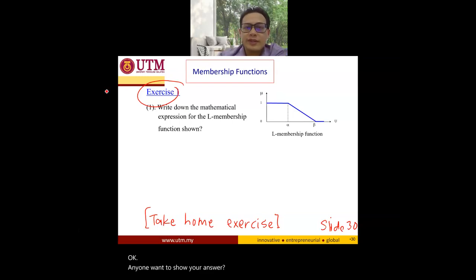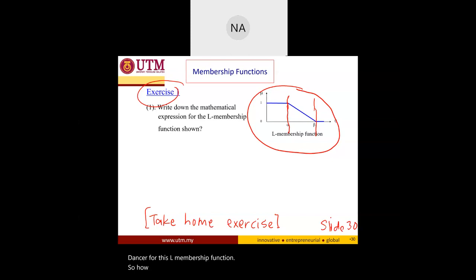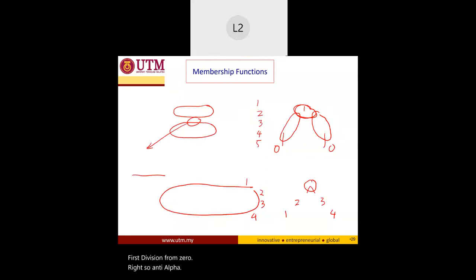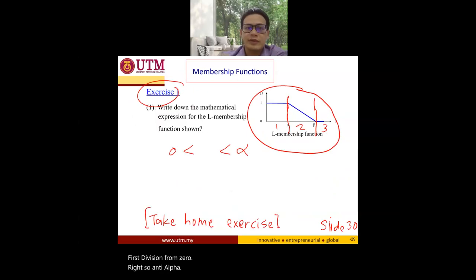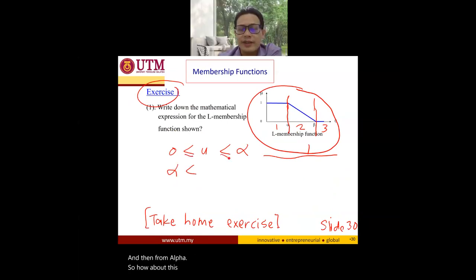So can you give me the answer for this L membership function? So how many divisions do we have here? Three. Okay. So first division from zero to alpha, so here is u. So what is the function there? So the answer is 1, right? And then from alpha, how about this one? Do you need to put equal there?